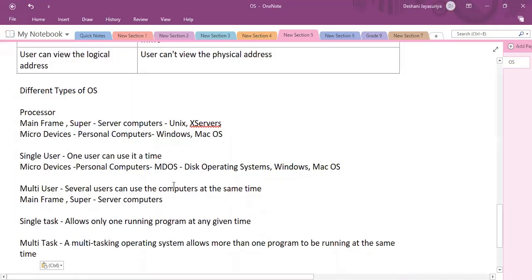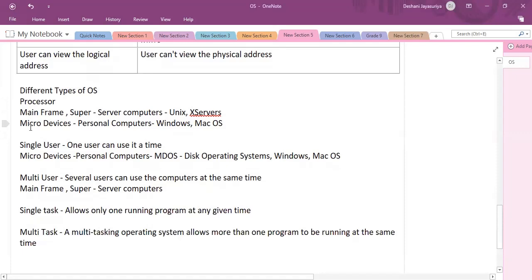There will be questions based on these parts. That's why this part is important: what's the difference between single user and multi-user. There will be questions: what is the difference between single task and multitask? So it's important to understand that part, so that we have a better idea about it.